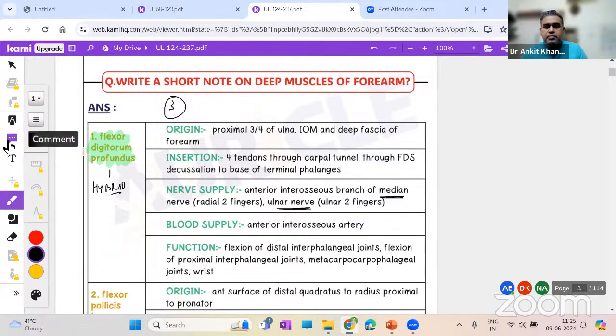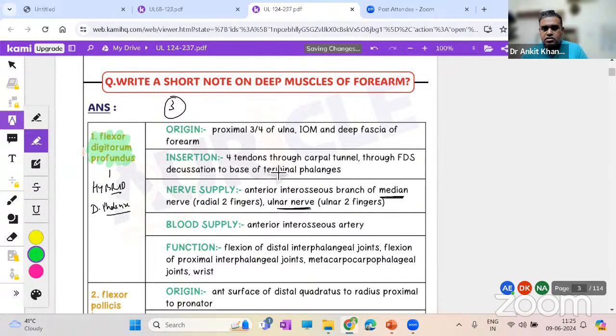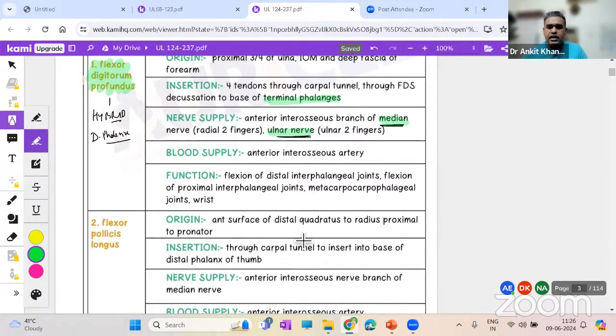You can see over here, this is a hybrid muscle. And second thing, it goes into the distal phalanx over here. These things you should know: it is going to the terminal phalanx, that is the distal phalanx, and it is a hybrid muscle supplied by these two nerves over here. Function, you can see it flexes the DIP over here, right?